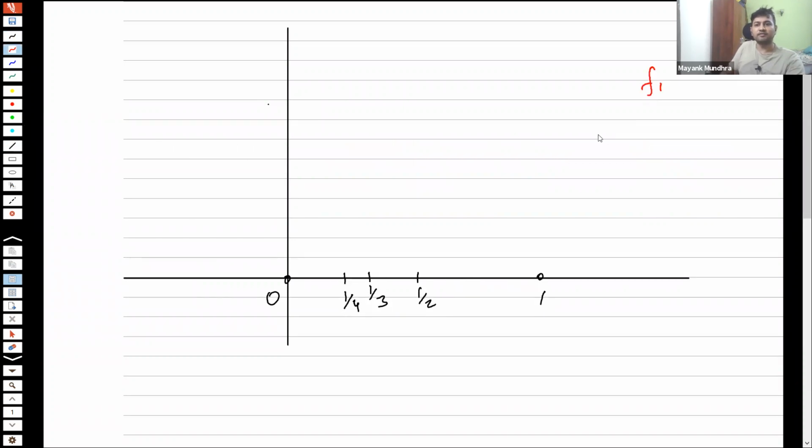So the function f_1 will look like this: 0 everywhere except here. f_2 is going to be 0 everywhere, but 2 between 0 and half. f_3 is going to be 3 between 0 and 1 by 3. f_4 is going to be 4 between 0 and 1 by 4, and so on.